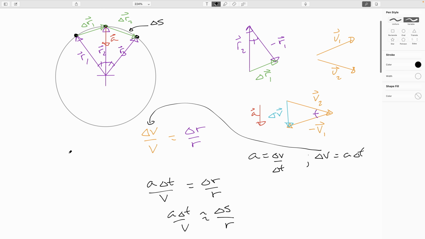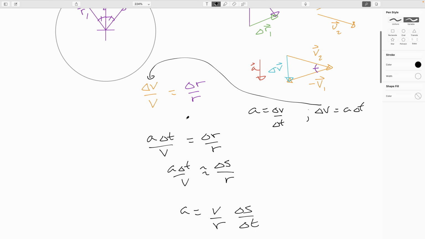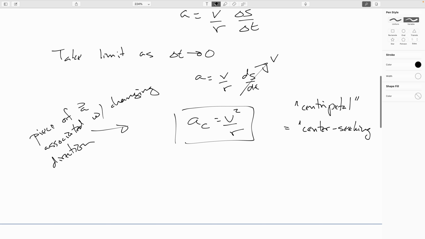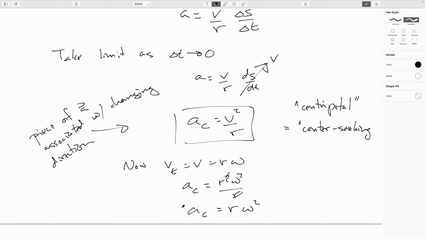Now we could have also said that we were going around with angular velocity omega. So if we remember from the last video, we had that our tangential velocity was equal to r omega, which is just v. So if I put that in, I can get another expression for the centripetal acceleration. V squared will be r squared omega squared over r, cancel. And I get that an equally useful expression is r omega squared.